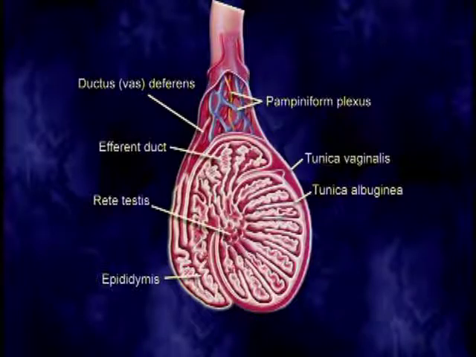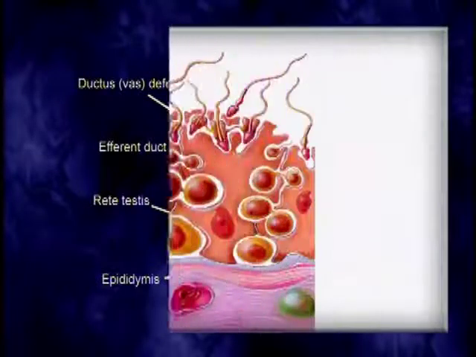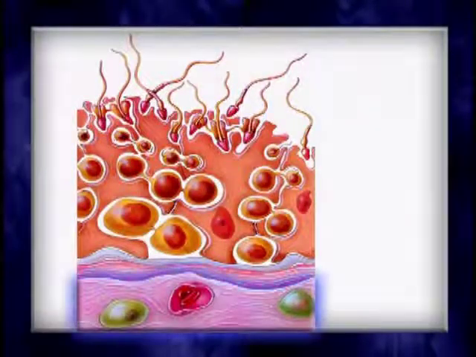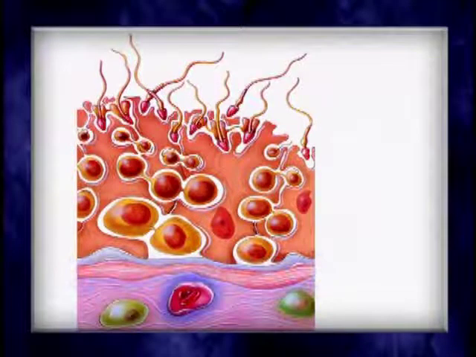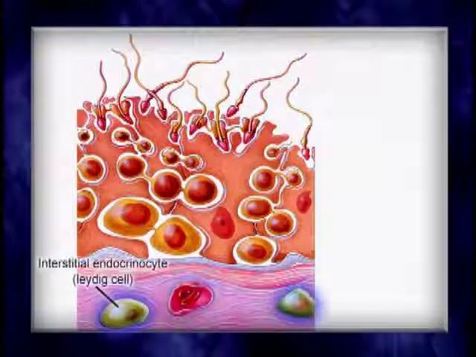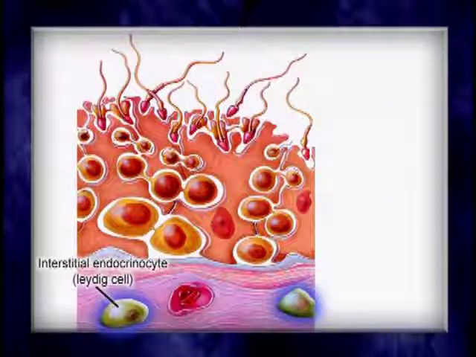If we look at the next slide, this is the outside, and then we have some smooth muscle here. Here's a capillary, and we have a bunch of cells here that you might want to look at first. This is called an interstitial endocrinocyte. By now, certainly you know that means an endocrine hormone is being made here in this cell or site, and it's called the Leydig cell, and it produces testosterone.